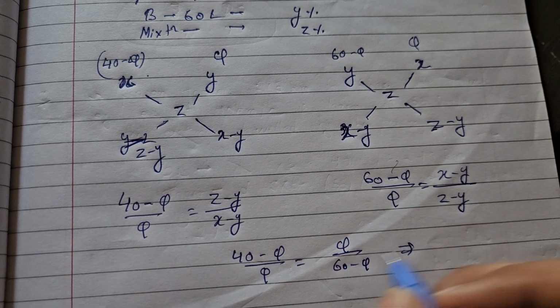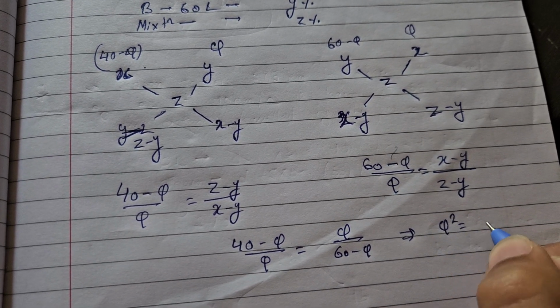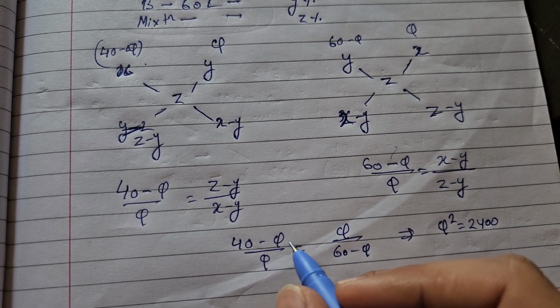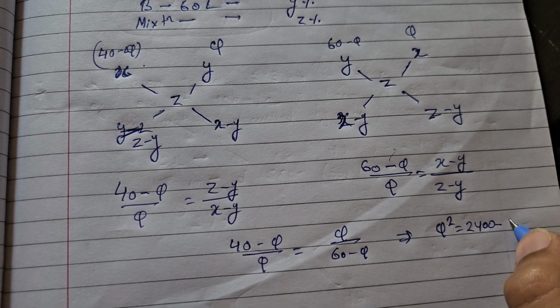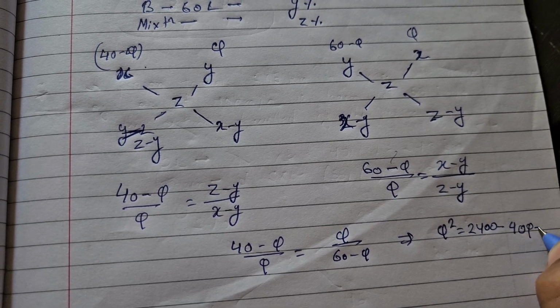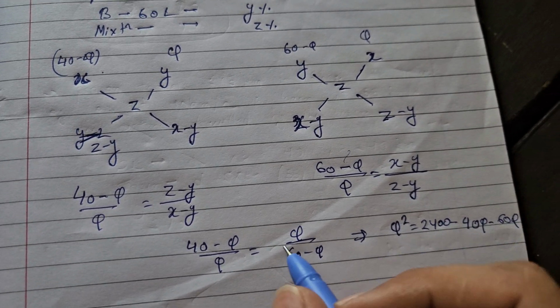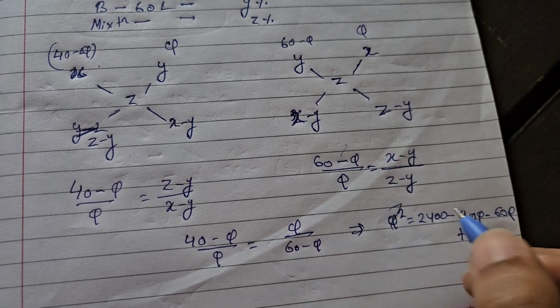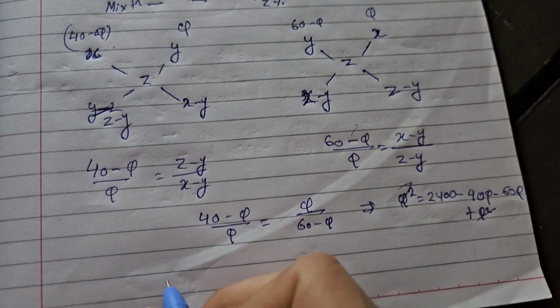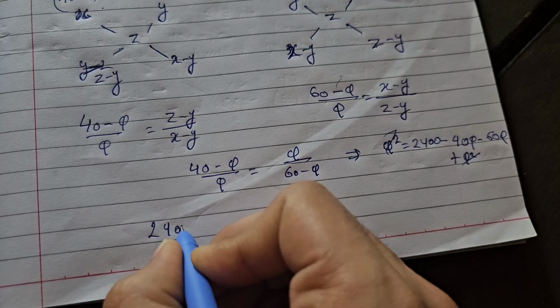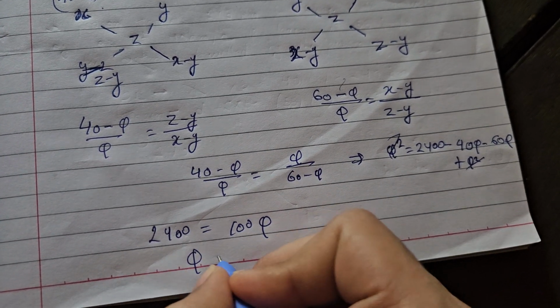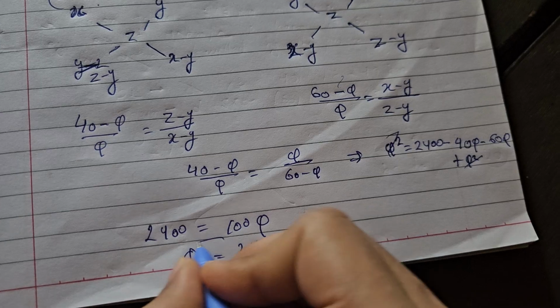Upon solving this we get Q square is equal to 2400 minus 40Q minus 60Q plus Q square. So Q square gets cancelled. We get 2400 is equal to 100Q. So from here we get the value of Q to be 24 liters, and this is our answer.